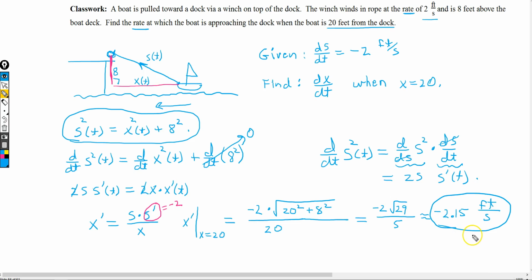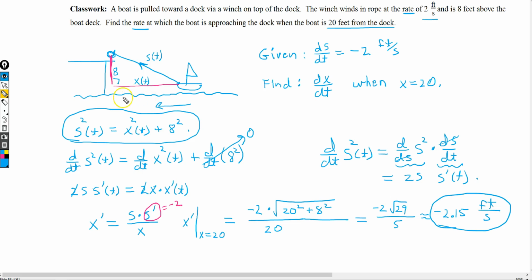-2.15 feet per second. Notice the negative makes sense because the boat is approaching the dock. So since it's coming towards the dock, which is the location where you're measuring from, your velocity is going to be negative. If it were moving away, your velocity would be positive. So always check that out. That lets you know if you've done things correctly.